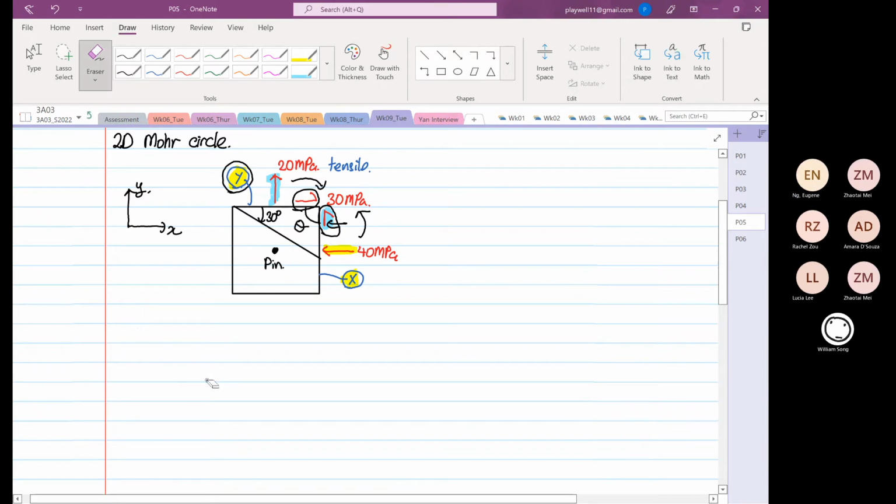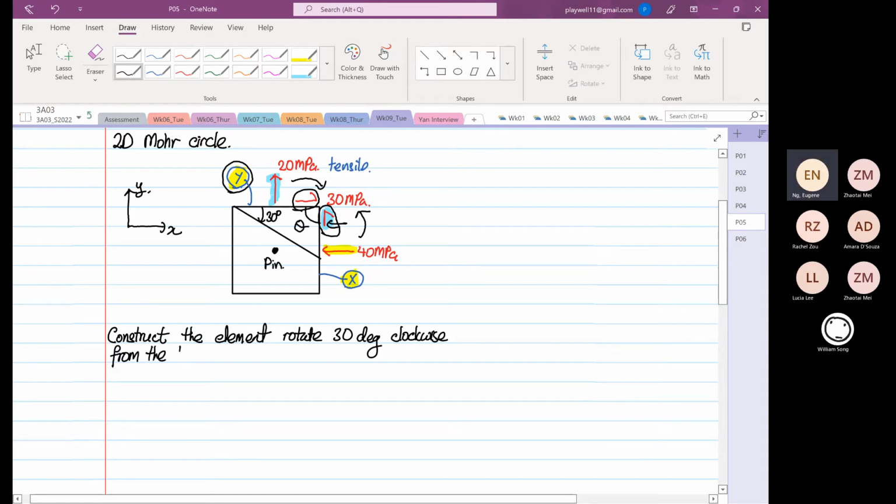Or construct the element oriented or tilted or rotated 30 degrees clockwise from the horizontal axis. Okay, so we're going to do that.